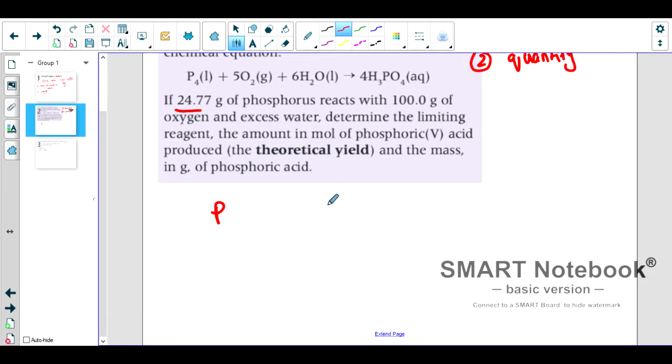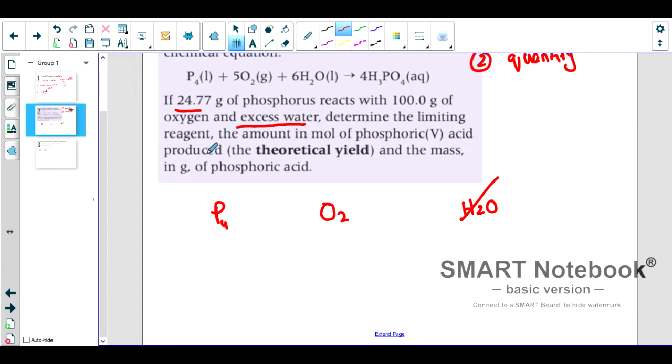So we have phosphorus, oxygen, and the third one is water. If you see here, it is given that water is in excess. Excess means it is extra, more. So something which is extra cannot be consumed earlier. So water goes out of the race. Now we have two, phosphorus and oxygen, and we want to see which one of these is the limiting reagent.